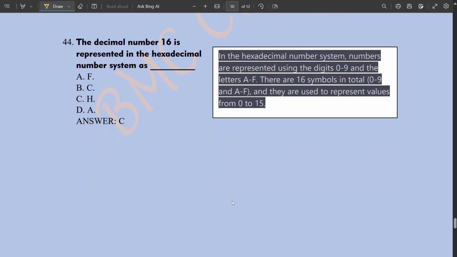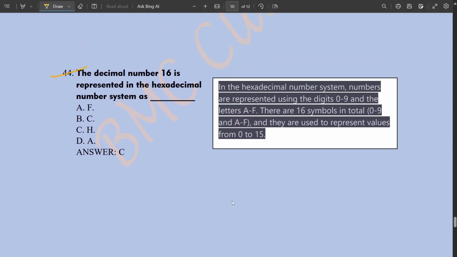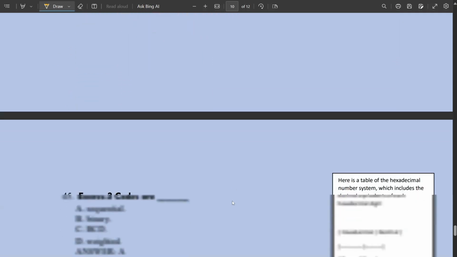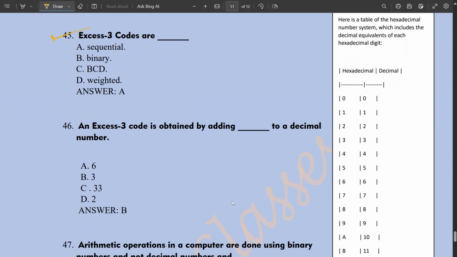Next, the decimal number 16 is represented in the hexadecimal number system. So the answer will be 10. Okay. In the hexadecimal number system, numbers are represented using the digits 0 to 9, and then A to F. There are 16 symbols in total, 0 to 9 and A to F, and they are used to represent values from 0 to 15.